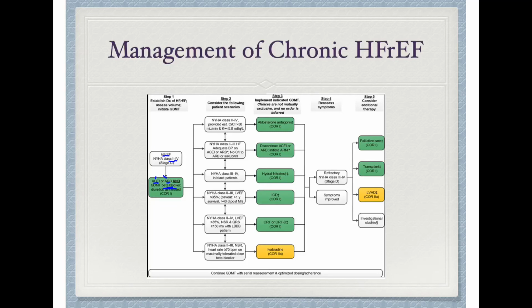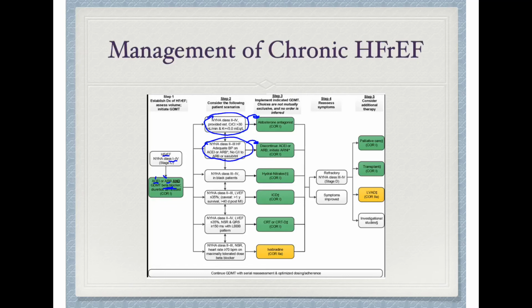If they do meet the criteria for starting an aldosterone antagonist, you would start that as well. If they're good candidates for Entresto, the sacubitril valsartan combination, you might just consider not giving them ACE inhibitors or angiotensin receptor blockers and starting straight away with that medication.